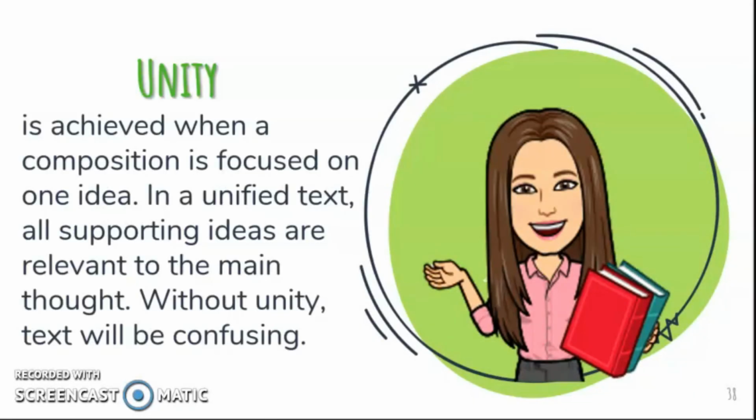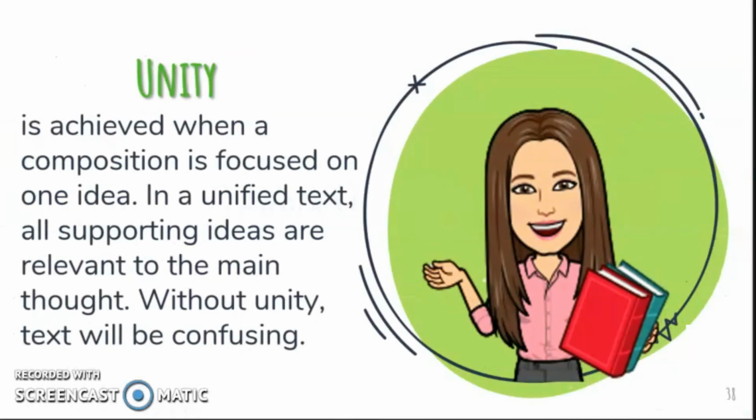Always remember that in writing, unity is achieved when a composition is focused on one idea. In a unified text, all supporting ideas are relevant to the main thought. Without unity, text will be confusing. So that will be all with the first two properties of a well-written text, which are organization and coherence and cohesion.